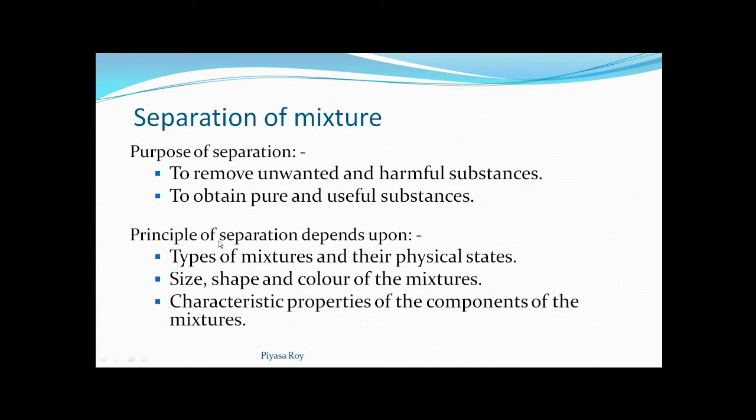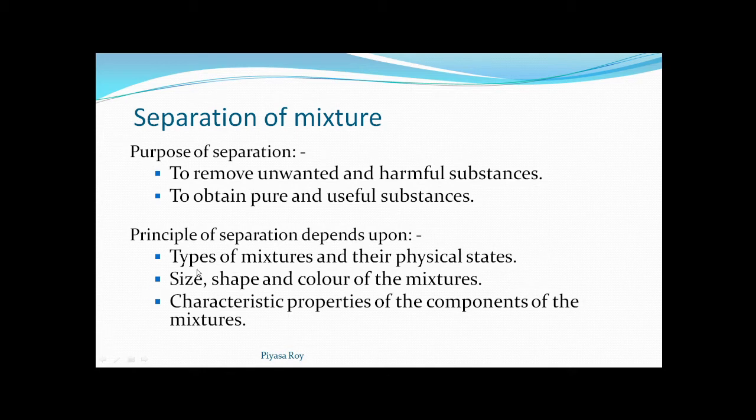What is the principle of separation? That will depend on these three things. First of all, the types of mixture and their physical state. The mixtures may be solid or liquid or a solid-liquid mixture. That means their physical states. On that, the principle of separation will depend. This will be more clear when we go through the examples.